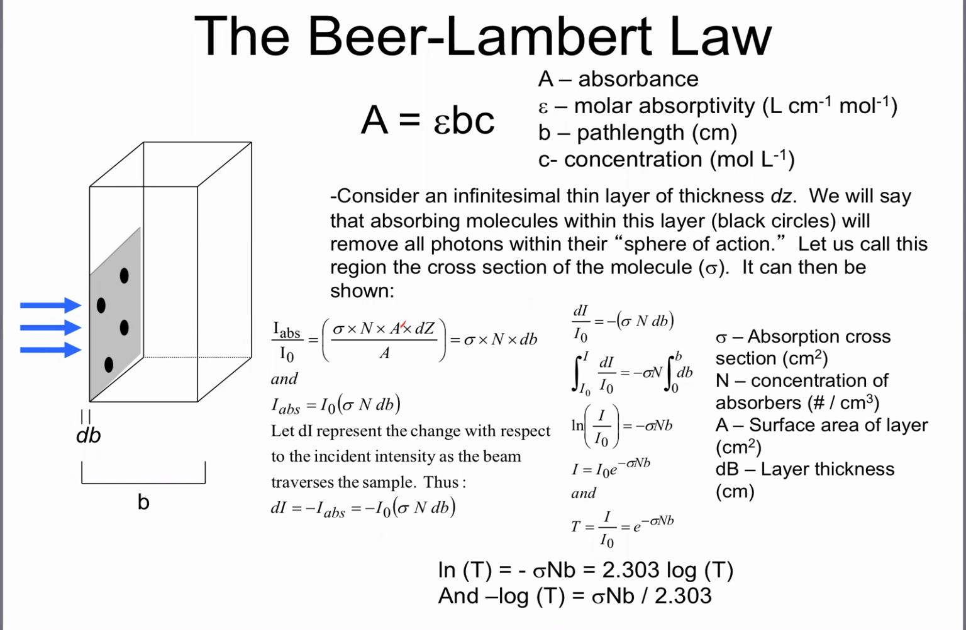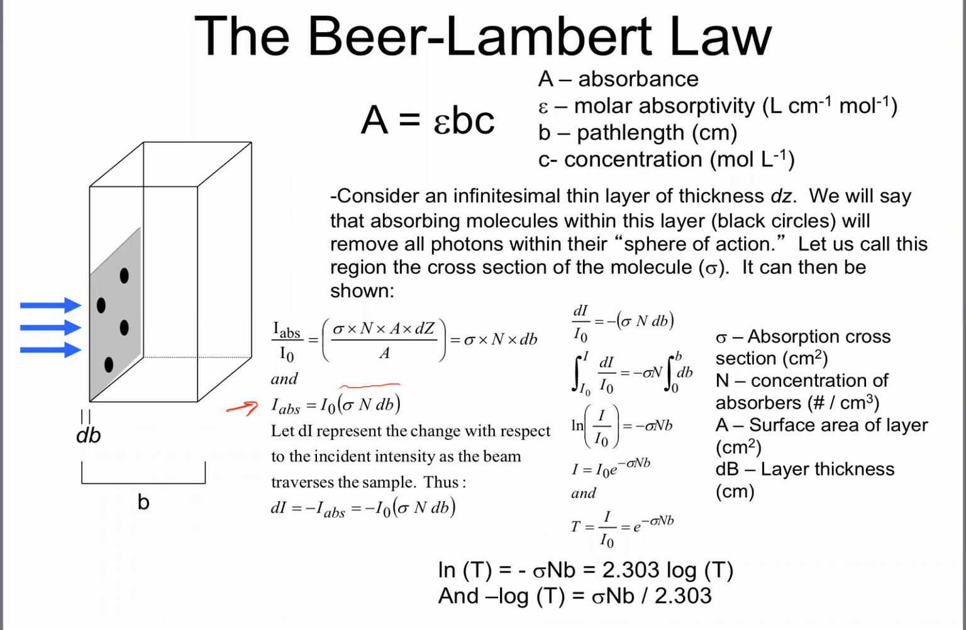Now notice in the mathematics, A appears both in the numerator and denominator, so I can cancel that out and get rid of the denominator. What's left is sigma times n times dB, where dB is my layer thickness. So I've derived an equation for the fraction of light that's absorbed. If I want to, I can clear this denominator by multiplying both sides, which yields this equation. That describes the intensity of the light that's been absorbed: I take my fraction of light absorbed and multiply it by the incident intensity. Simple enough, no big surprises there.